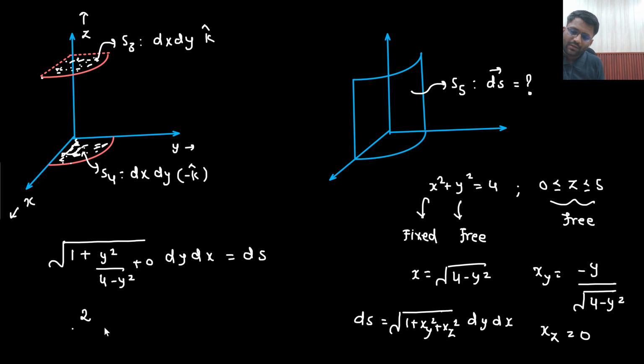So it is 2 upon under root 4 minus y square, dy dz. Why am I writing dz here? Because z is the free variable, no? Dz is the free variable. This is the value of ds you are getting: 2 upon under root 4 minus y square dy dz. Say yes or no?